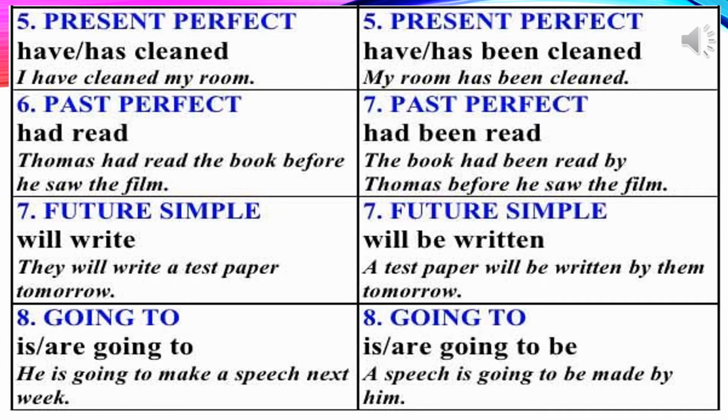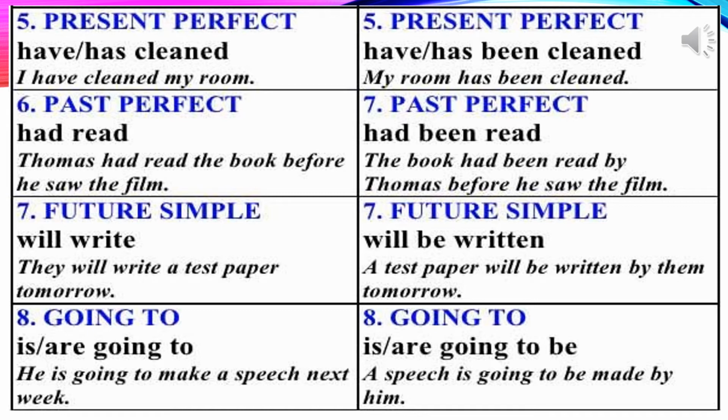See the next tense, simple future tense. You know the format of simple future tense: subject plus will or shall plus V1 plus object. See the example. They will write a test paper tomorrow. How is it changing in passive voice? Let us see. A test paper will be written by them tomorrow. So here in passive voice we use subject plus will plus be plus V3 plus by plus object.